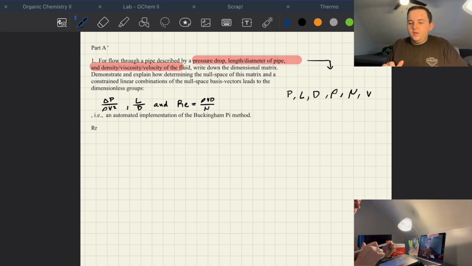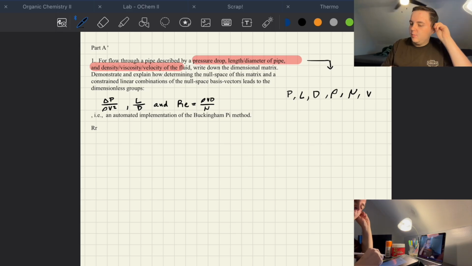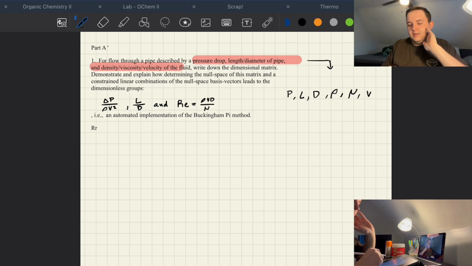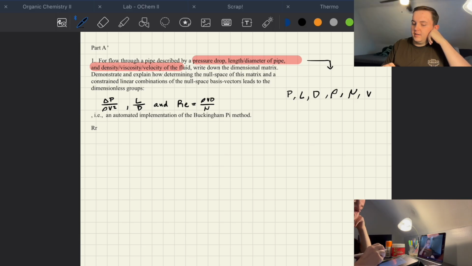Okay, jumping into homework 3, part A. Our first question is for flow through a pipe described by a pressure drop, length over diameter of a pipe, and density, viscosity, velocity of the fluid. Write down a dimensional matrix.